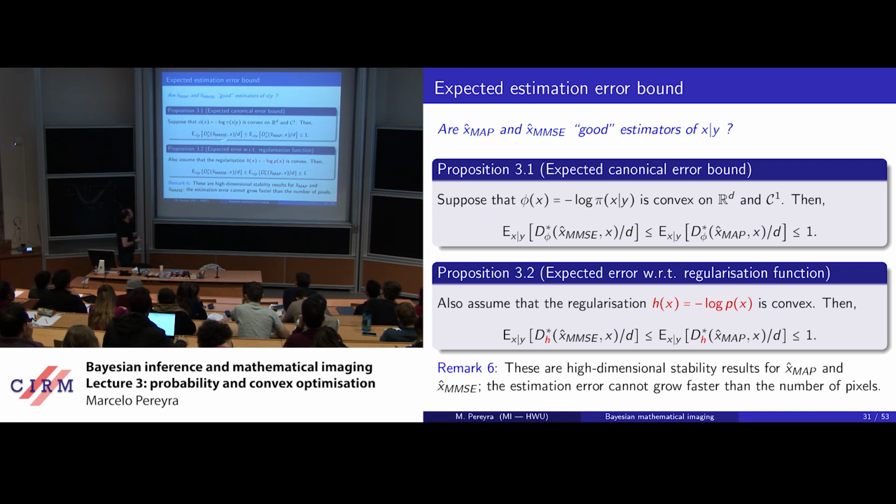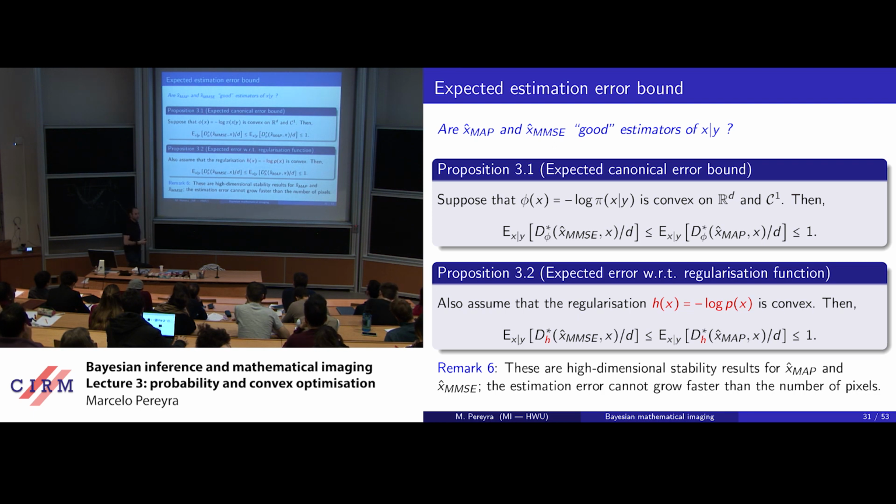We can show that the dual error of the minimum mean square estimator, so the mean square estimator is optimal for the dual error, has an expected error that is lower than the MAP error. But these two are lower than 1 for any model, as long as you have convexity and things are once differentiable.